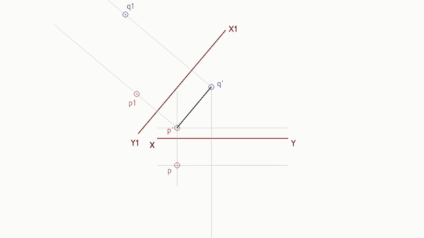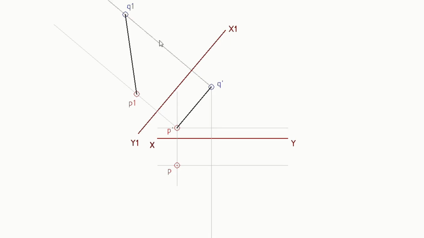So let's draw that line. So this is the line P1 Q1 as 75 mm, what we have been given as true length. Now again, here we have to go in a reverse way to locate Q here. Now this is Q1 and the projection is given here.